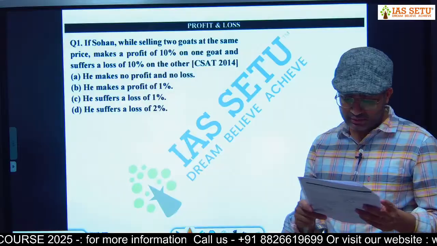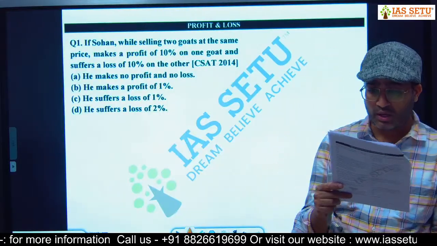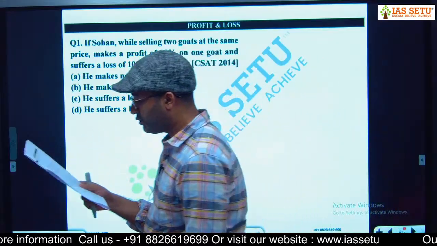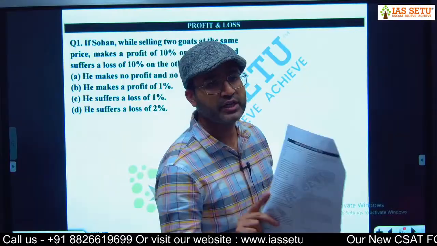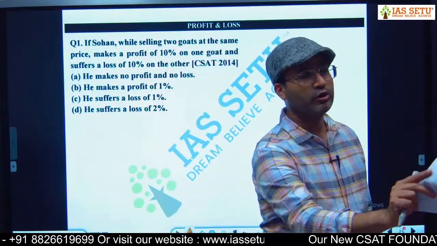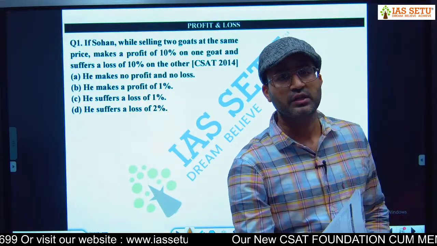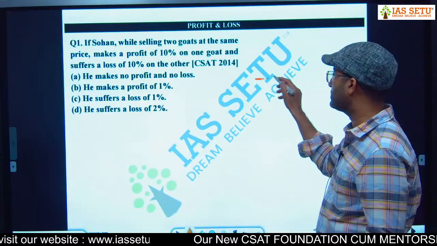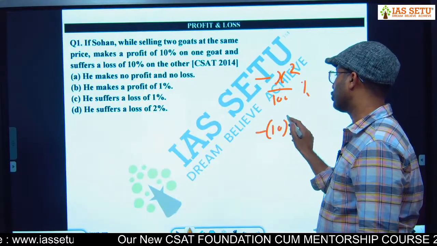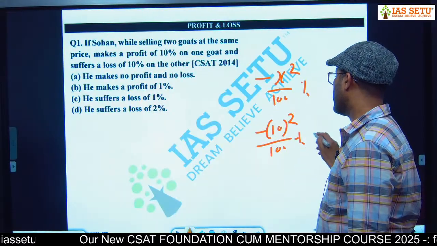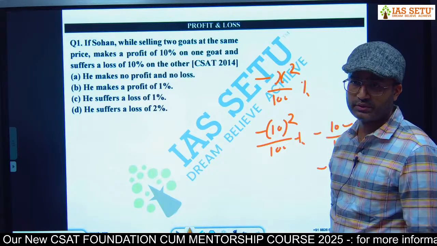If Sohan, while selling 2 goats at the same price, makes a profit of 10% on one goat and suffers a loss of 10% on the other. I told you, if the selling price of 2 articles is the same, on one 10% profit, on the other 10% loss. What is the overall profit or loss? 1% loss. Minus x square upon 100, minus 10 square upon 100, minus 100 upon 100, minus 1%. So 1% loss.